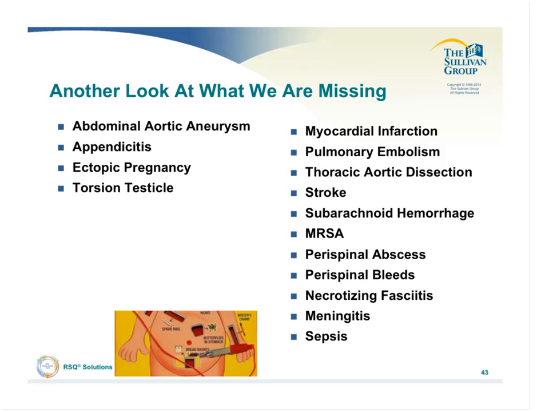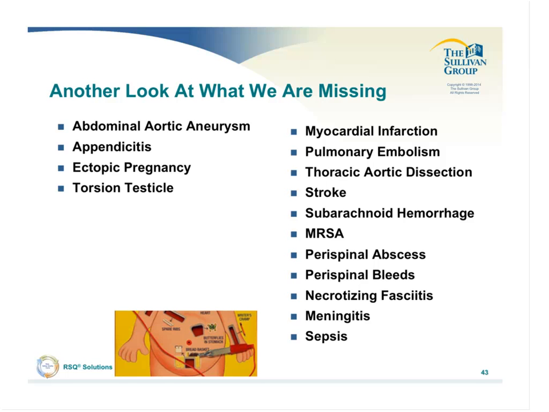Failure to diagnose abdominal aortic aneurysm, appendicitis, ectopic pregnancy, torsion of the testicle. Testicle obviously isn't in the abdomen, but that's where it hurts. Oftentimes, the failure to diagnose testicular torsion occurs because it makes the belly hurt, and the primary complaint isn't scrotal pain. So we've got the belly.